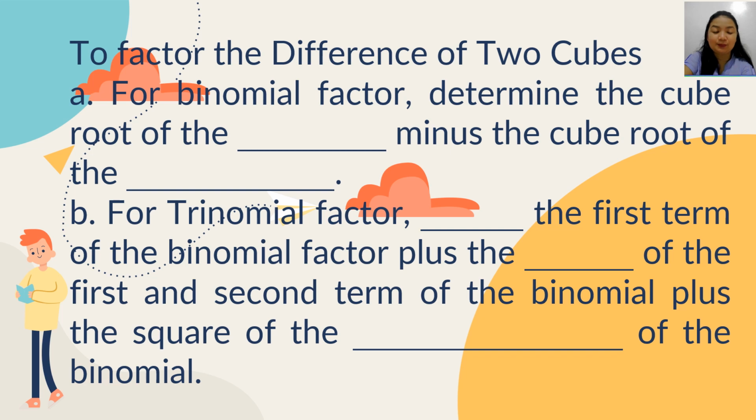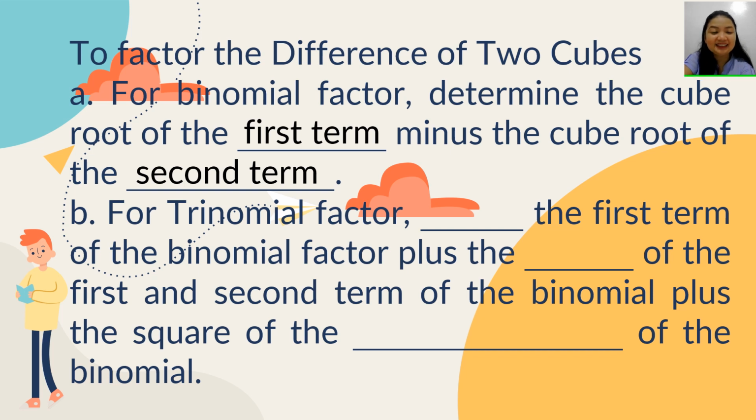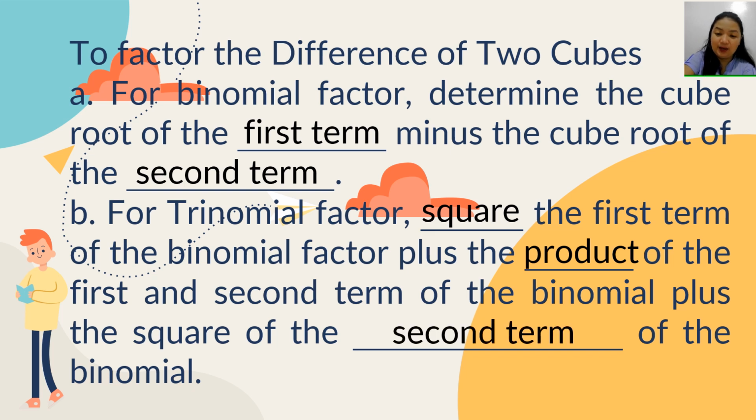To factor the difference of two cubes, for the binomial factor, determine the cube root of the first term minus the cube root of the last term or second term. And then for the trinomial factor, what shall we do with the first term? Yes, square the first term of the binomial factor plus the product of the first and the second term or the last term of the binomial plus the square of the second term of the binomial.